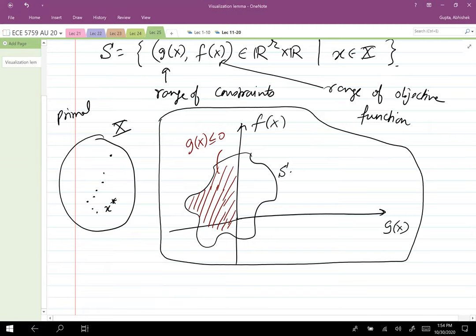So when we are trying to optimize in the feasible region, we are essentially looking at optimizing the function in this particular area. Let me draw it in a different color. So in this area, this is where we would like to minimize the function. Okay. And you may notice that in this case, the minimum value of the function actually occurs at this point. So this is my f star.